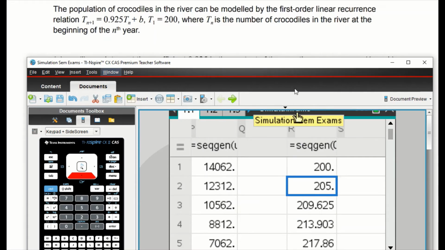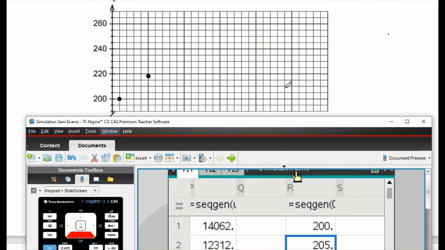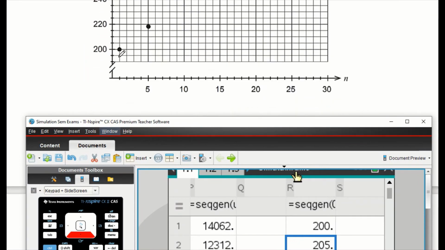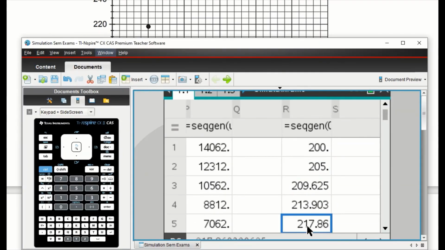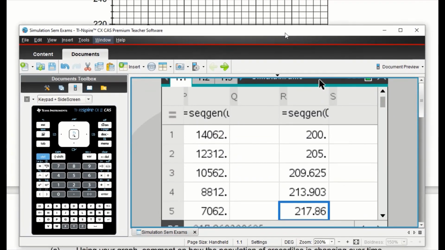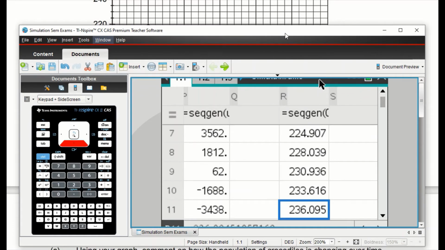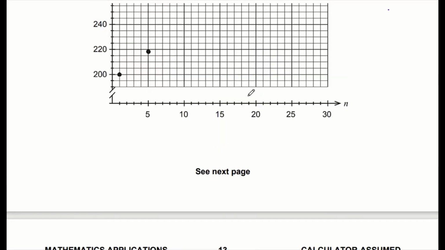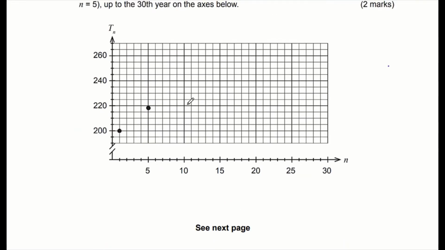Of course, you can check whether your answer is correct by checking the first 2 points. The first one is 200, then when you move on to 5, the fifth year is 217.86, so it's around 218. This is very near to 220, so you know that your answer here is correct. Now let's check the next 5 years, which means the 10th term. The 10th one is 233, so we can imagine it's like 234. It will be somewhere here.